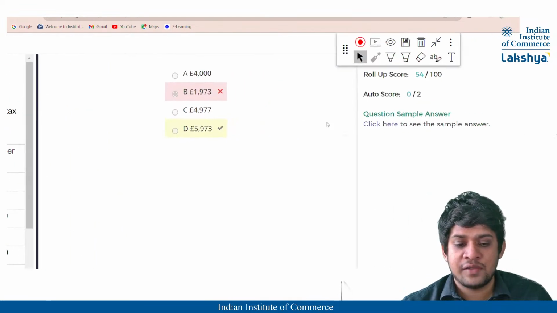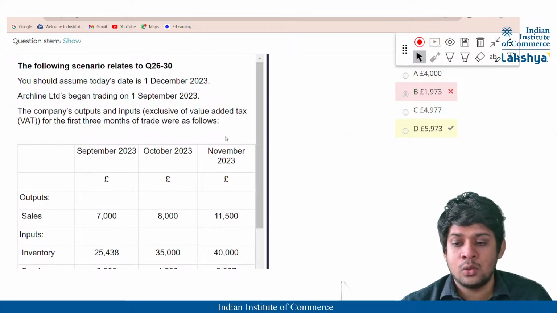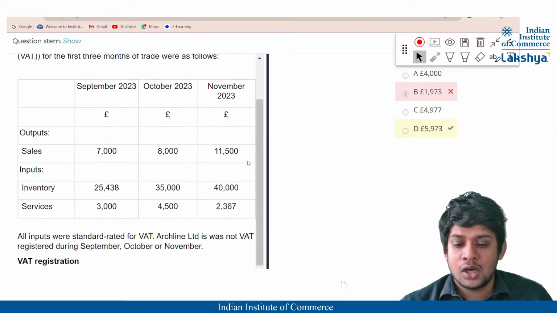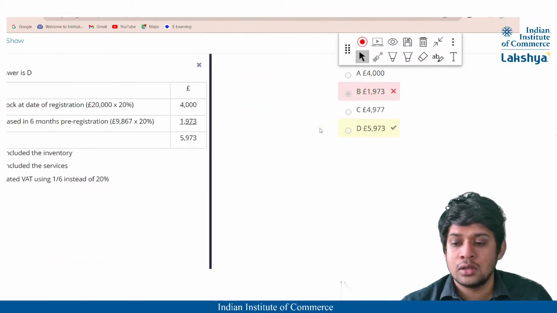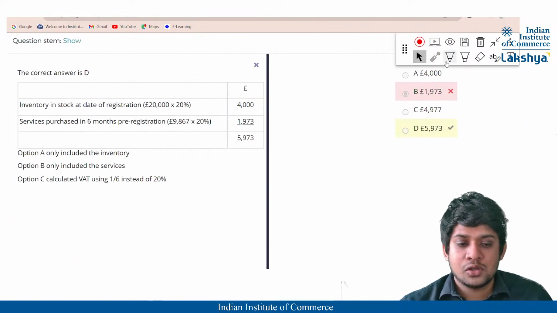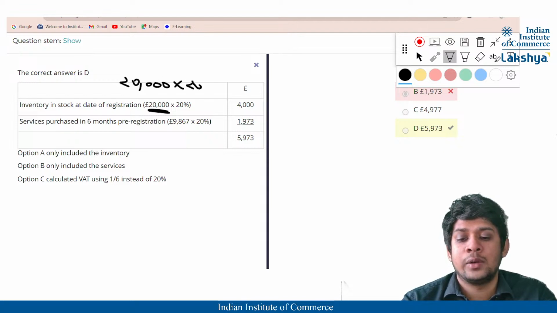Okay, it is 5973. Only this answer, it is showing a different answer. Let us see what did we do in this. We got 1973. Why is it 5973? Let us look at the solution. Oh, I'm so sorry, guys. The inventory at stock was 20,000, but we did not calculate 20% of it. 20,000 into 20%. But we did the total anyway.